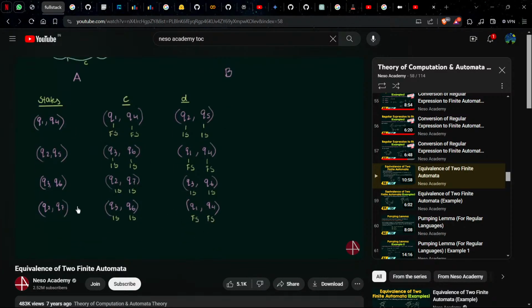Okay, so now you see that for all the pairs that we have checked, the pairs of states that we get on input C and D are both final states or both intermediate states. Here final state, here intermediate state. So all the pairs are the same kind, either final state or intermediate state. If you find that, then we can say that the automata A and B are equivalent.